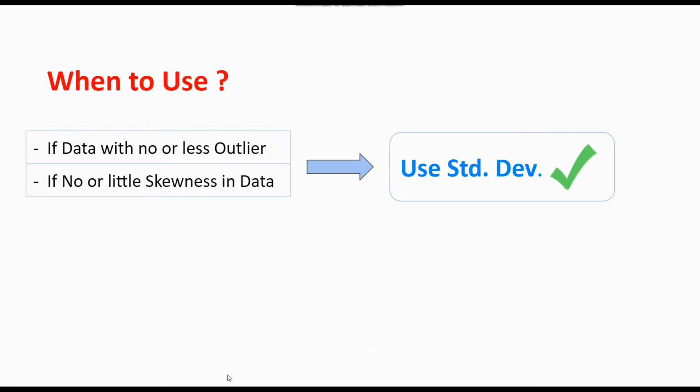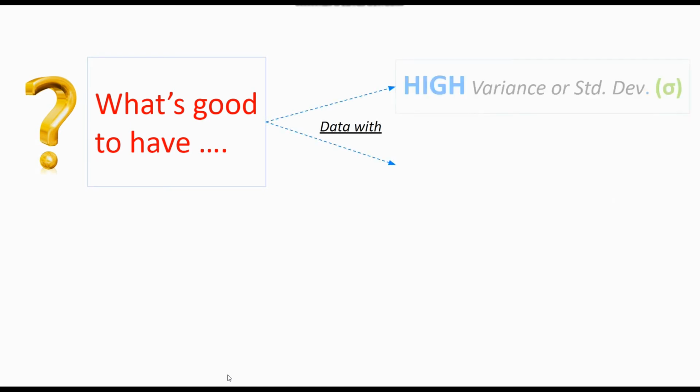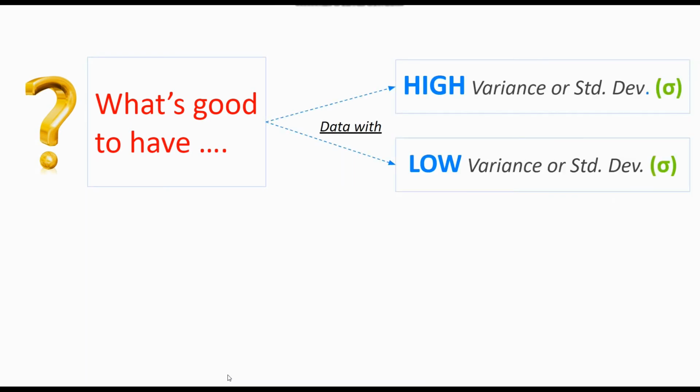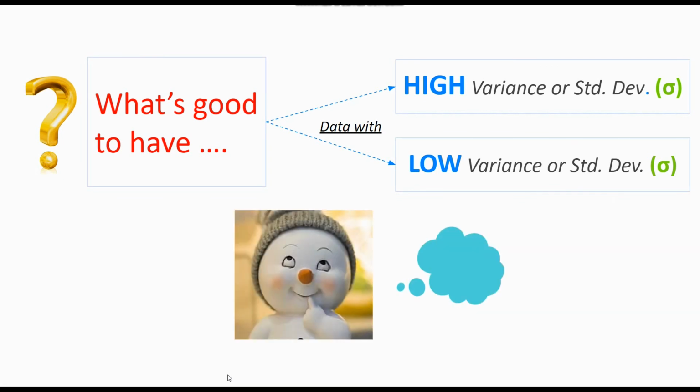Going forward, when to use standard deviation? Obviously if your data has fewer outliers, or if your data is not skewed. Otherwise you can go for the interquartile range, which I have already explained before. Here is a question: what's good, to have your data with high standard deviation or variance, or low? I leave this question up to you.